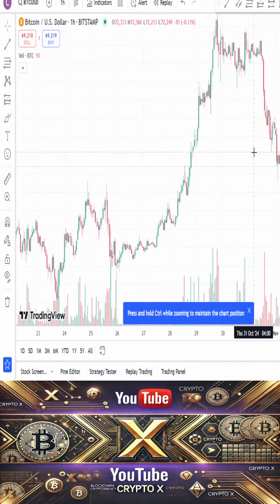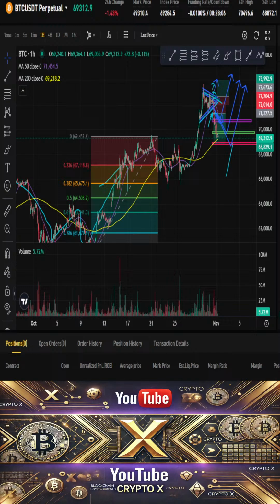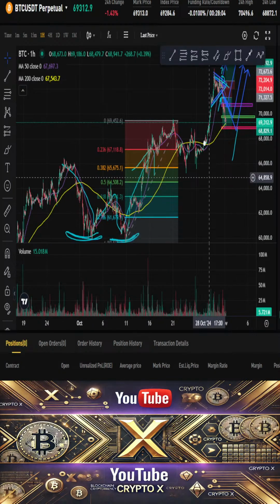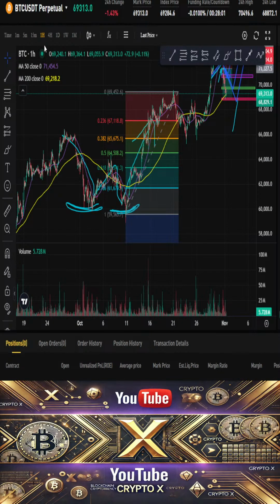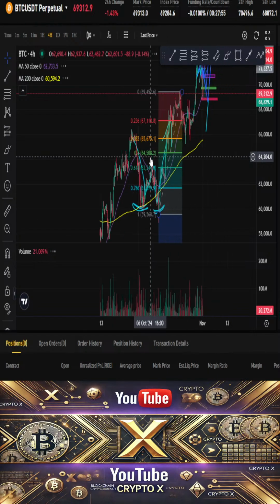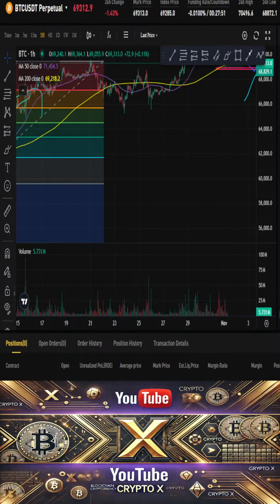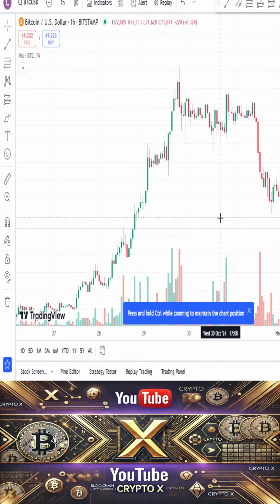So the chart is clean here. You can see. So now it's good. I will let you know how to teach it. But firstly, go on the 1 hour time frame or 4 hour time frame. You need 1 hour or 4 hour to follow a trend and to find the reversal area.